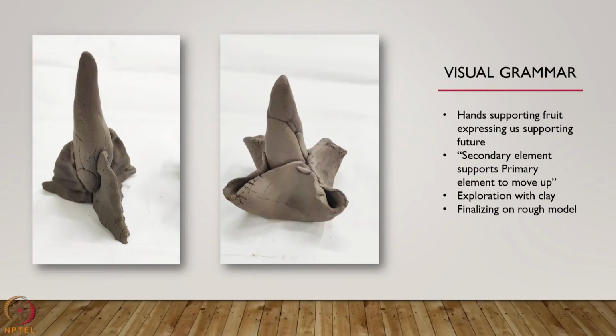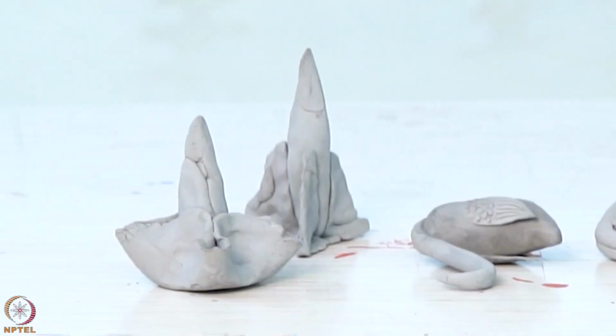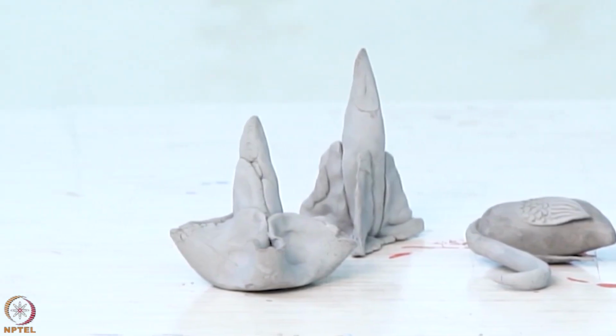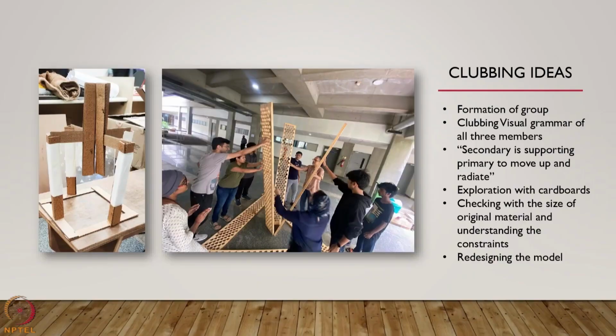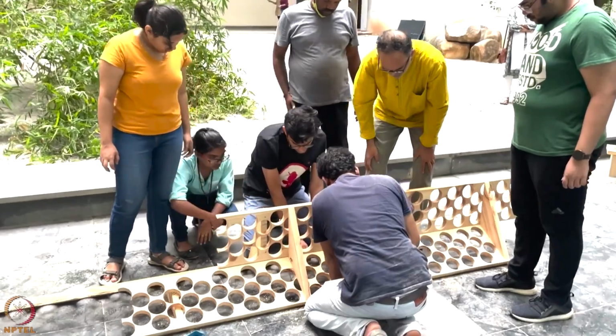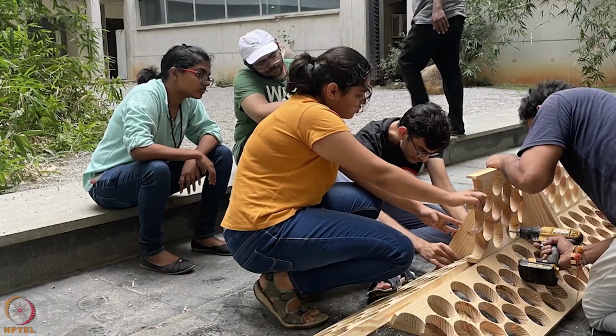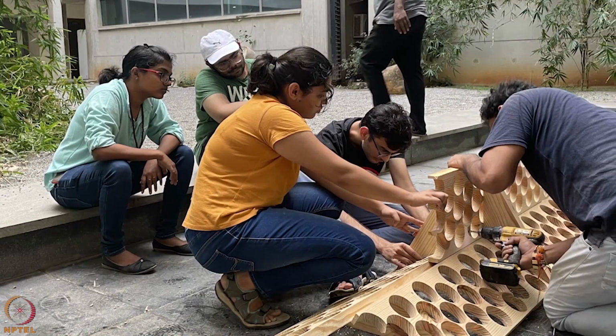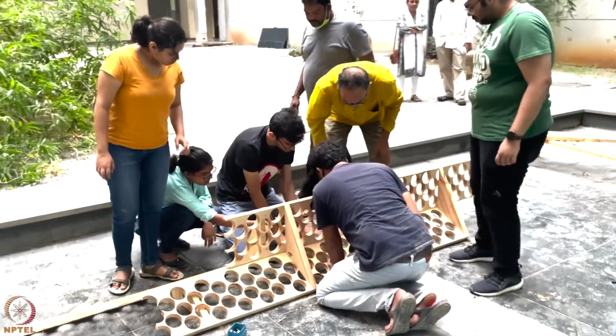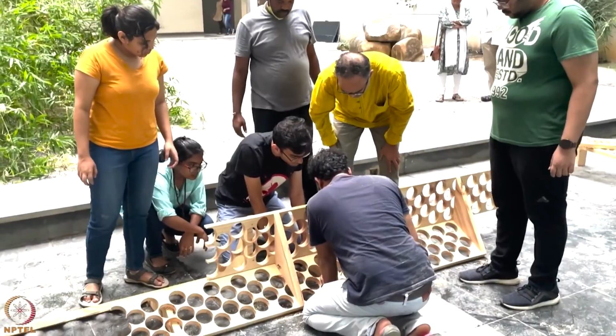And then the explorations with clay were made, where in both the explorations the primary element is on top and the secondary element is at the bottom, supporting. From both of these clay explorations, we came to a conclusion that this was better. And what we did was that we clubbed our ideas together. We made groups, and 4 of us, me, Saksham, Ayush, and Akansha, formed a group. And then we continued this assignment as group work. That will be explained later.